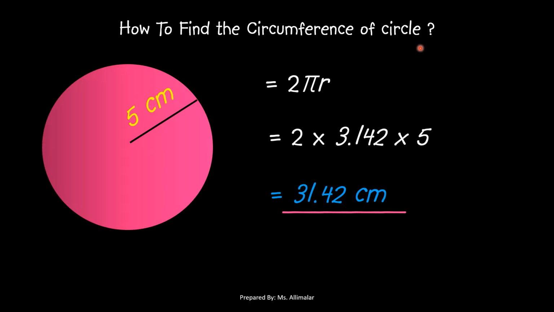Now, how to find the circumference of the circle. Guys, look here. You have an image of a circle, right? Now what is this line? We call it the radius. The radius is from the center of the circle to the outline of the circle. Now the radius is 5 centimeter. Remember one thing: if you want to find the circumference, you should have the radius. If you don't have the radius, it's quite hard for you. So the radius is 5 centimeter here.